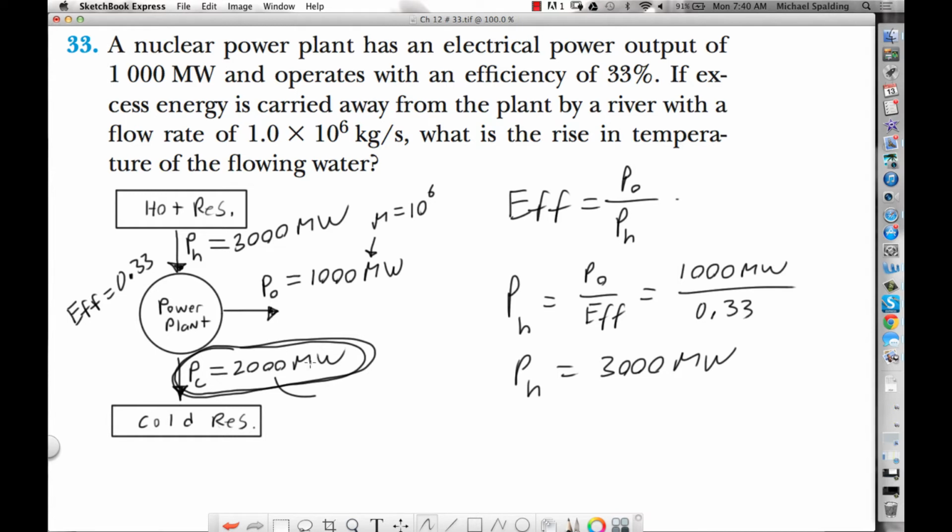And by the way, what is 2,000 megawatts? Well, mega is 10 to the 6. What's a watt? A watt is a joule per second. So this right here is actually 2 times 10 to the 9th joules per second. The energy being dumped to the cold is 2 times 10 to the 9th joules per second.